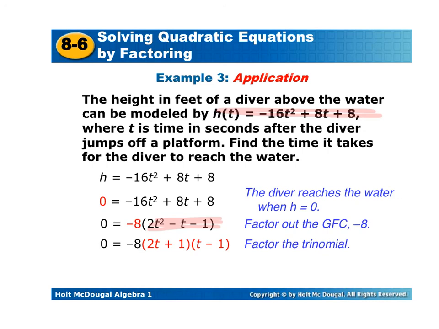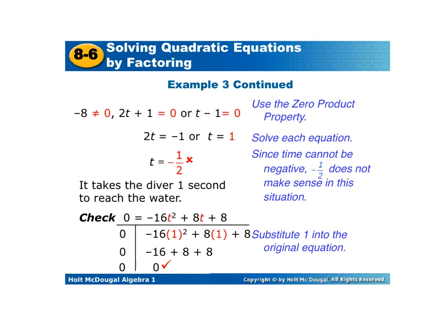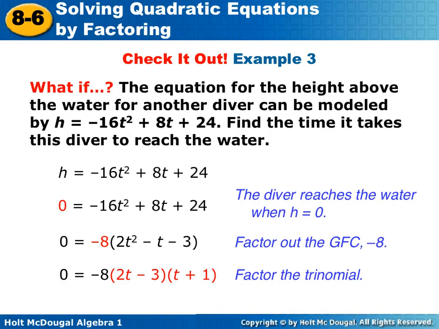Okay, then you set each equal to 0. We don't want a negative time, so this answer here, when they solved it, is negative half. We're going to throw that out because we don't want negative time, so it would take him 1 second to splash into the water. So when you're doing the word problems for this, make sure you interpret what they are. You have to interpret the meanings.